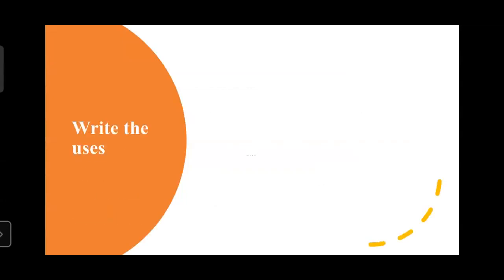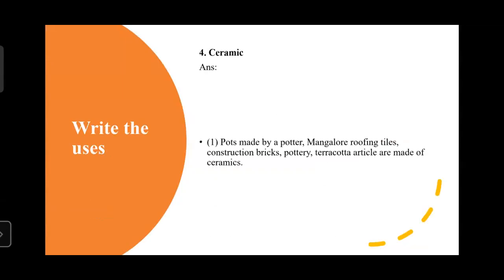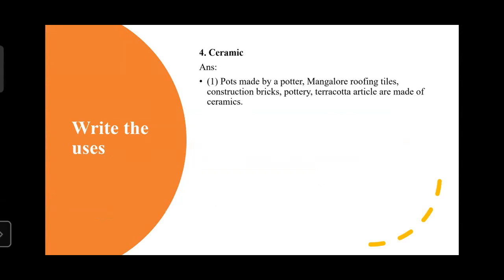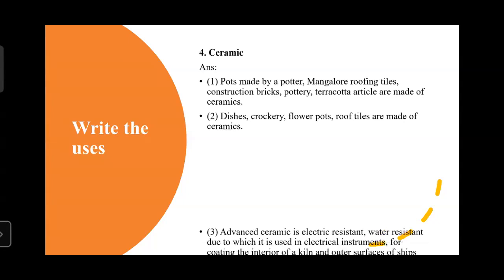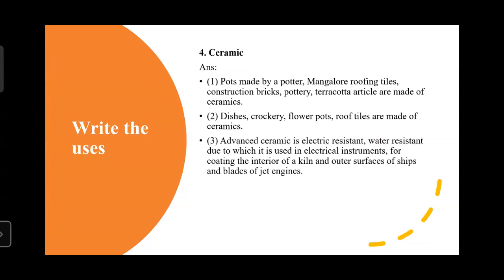Now, next question, write the uses of ceramic. Answer: pots which are made by a potter, Mangalore roofing tiles, construction bricks, pottery, terracotta articles are made up of ceramic. Dishes, crockery, flower pots, roof tiles are also made from ceramic. Advanced ceramic is electrically resistant and water resistant, due to which it is used in electrical instruments, for coating the interior of a clean and outer surface of a ship.